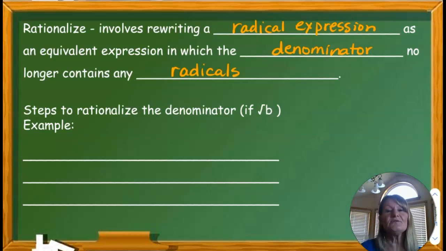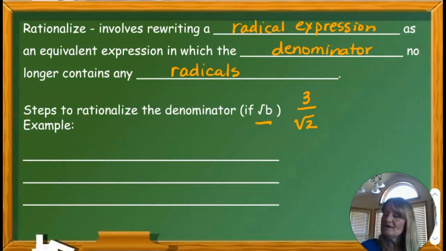And so there are several different types of problems you're going to see. We're going to focus on this one, when it is just something like the square root of b in your denominator. I'm going to work through a few examples and then I'll give you some steps. So first one, if you had something like 3 over the square root of 2. That's the kind of problem we're talking about, in which it contains a radical in the denominator.